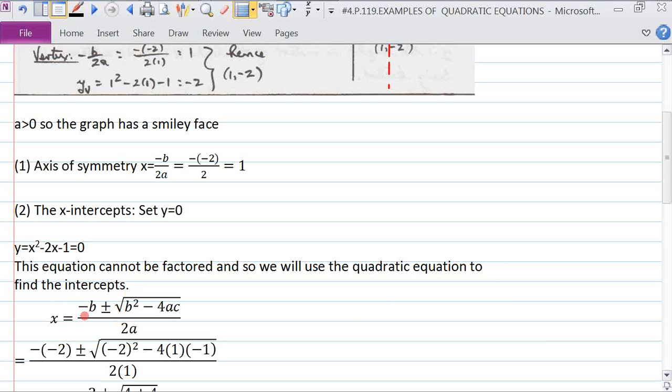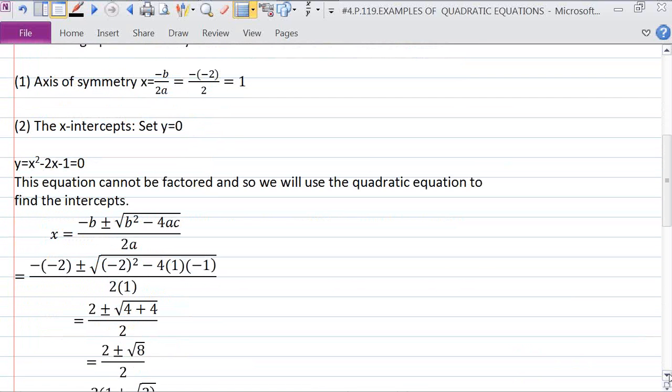so we're going to have to use the quadratic equation to find the x-intercepts. Here's the quadratic equation. And so we're going to substitute. You can see a is 1, b is minus 2, and c is minus 1. So we've got minus b, where b is minus 2, plus or minus the square root of b squared, and b is minus 2, minus 4ac, where a is 1 and c is minus 1, and it's all over 2a, and a is 1.